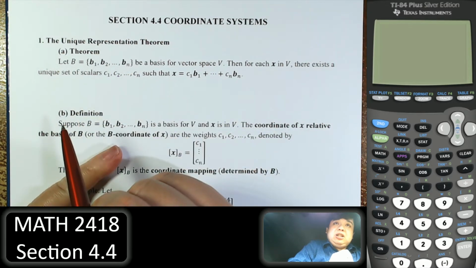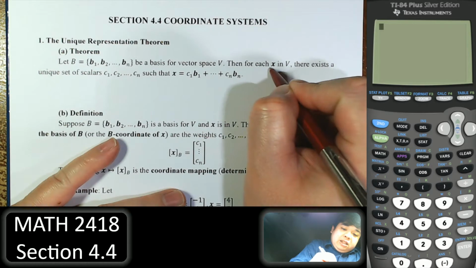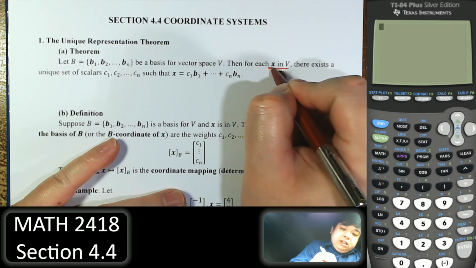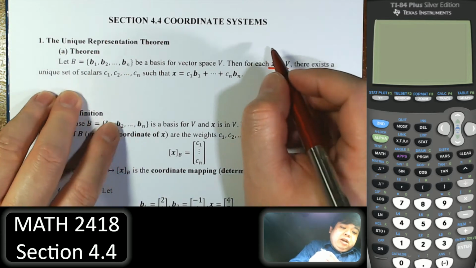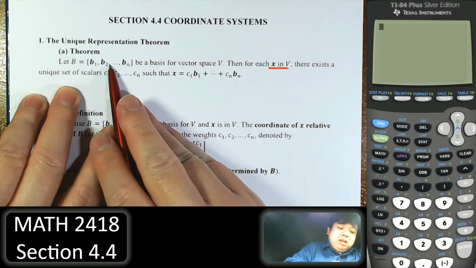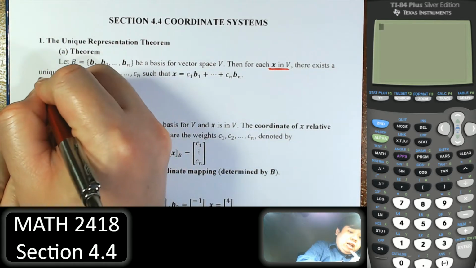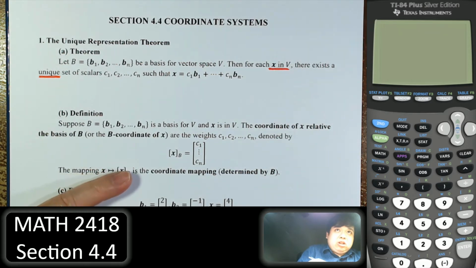b1 to bn is the basis. Notice that x is in the vector space V. And since B is the basis, x can be written as a linear combination of the vectors in the basis. And the theorem says it is a unique set of scalars c1 to cn.